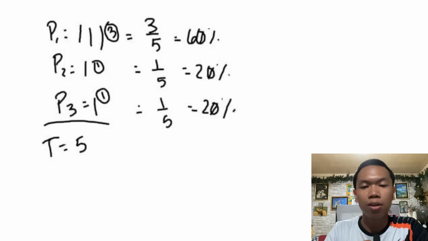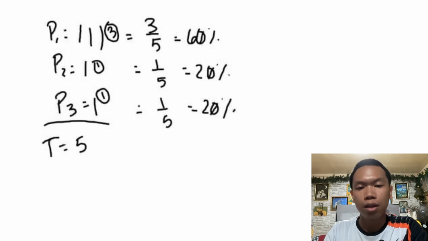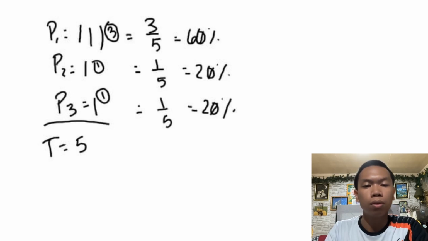So for the total critical counts, player 1 has 3, player 2 has 1, and player 3 has 1. And 3 plus 1 plus 1 is 5. So the total critical count is 5. Therefore, player 1 equals 3 over 5 or 60%, player 2 is 1 over 5 or 20%, and player 3 is 1 over 5 which is 20%. And this shows that player 1 has the greatest voting power. And that's how you solve using the Banzhaf power index.